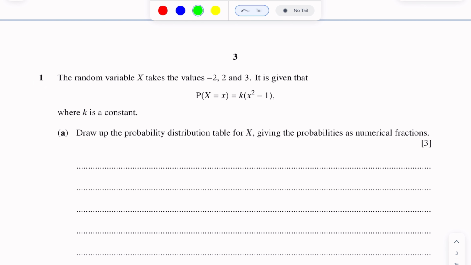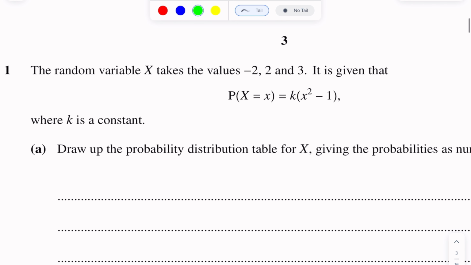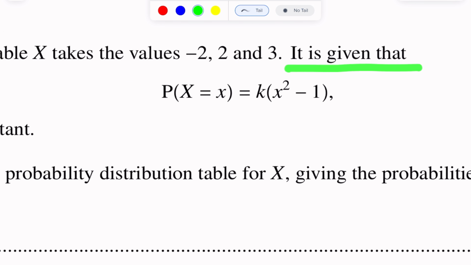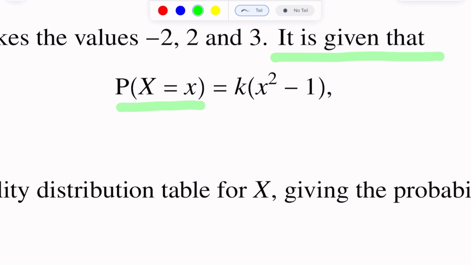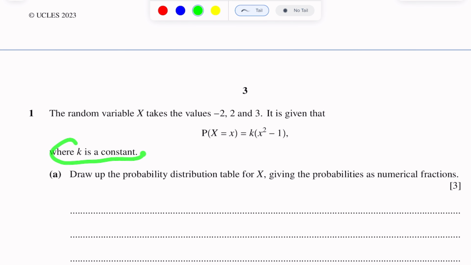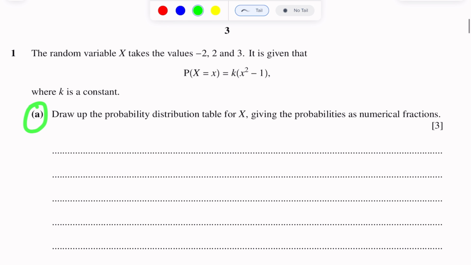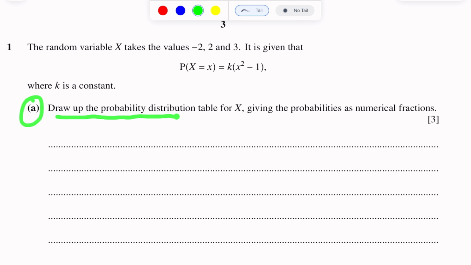from discrete random variable. The random variable x takes the values -2, 2 and 3. It is given that probability of x is equal to x is equal to k into x square minus 1, where k is a constant. Part A, draw up the probability distribution table for x, giving the probabilities as numerical fractions.